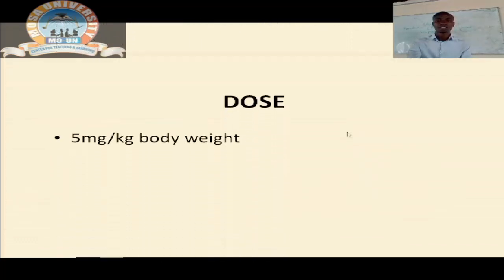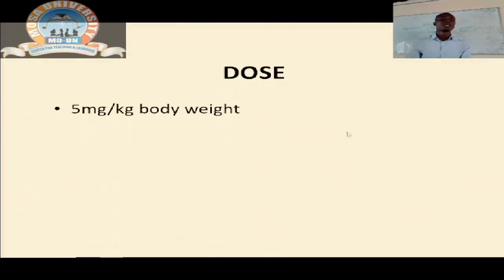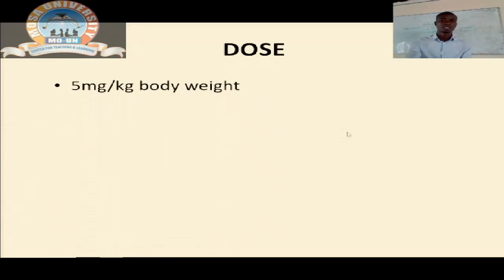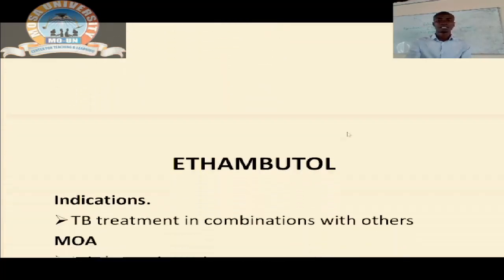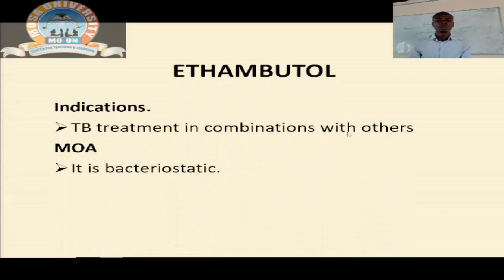The dose of isoniazid is 5 milligrams per kg body weight. That's the dose for isoniazid. The other drug we mentioned is ethambutol.